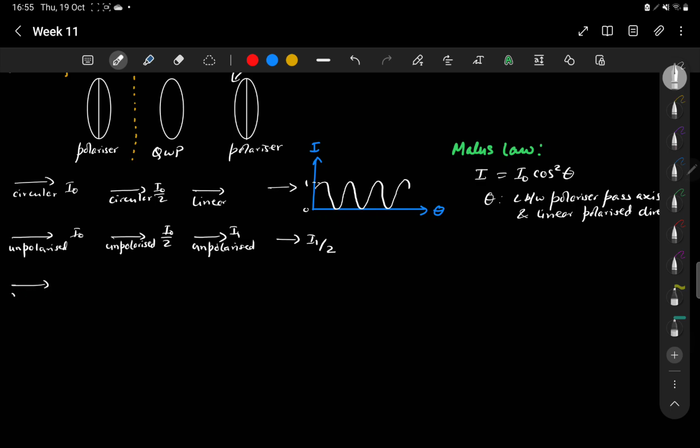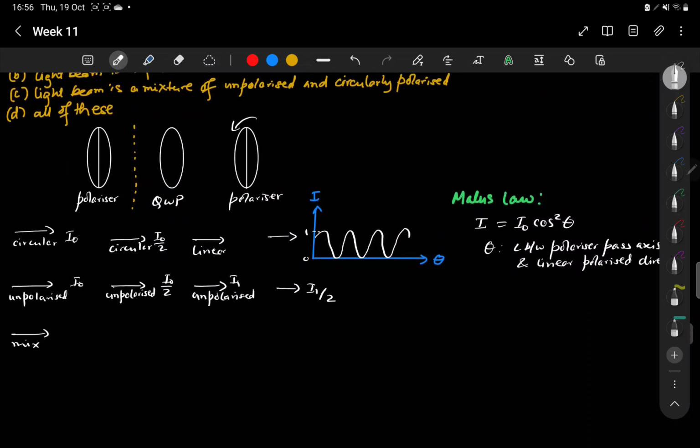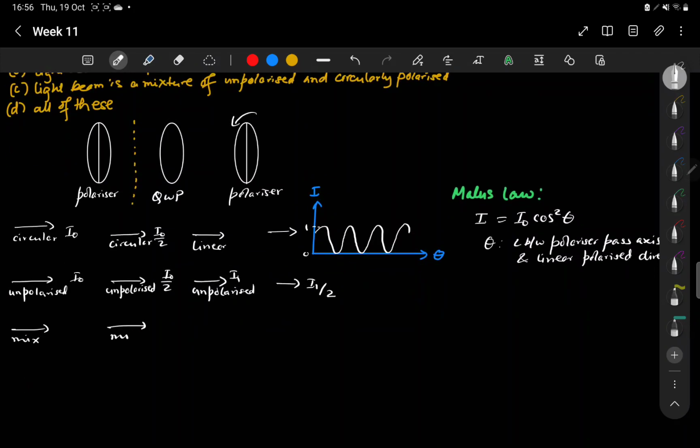Finally, the third option is a mixture of unpolarized and circularly polarized light. If we send in a mixture, then we get a mixture here. So again, no variation in intensity. Then we get a mixture out of the quarter wave plate as well, and the final result is, let me draw the axis. I theta, again normalized intensity, and what we will see is like this. It does not go to 0, so maximum is 1, like this.